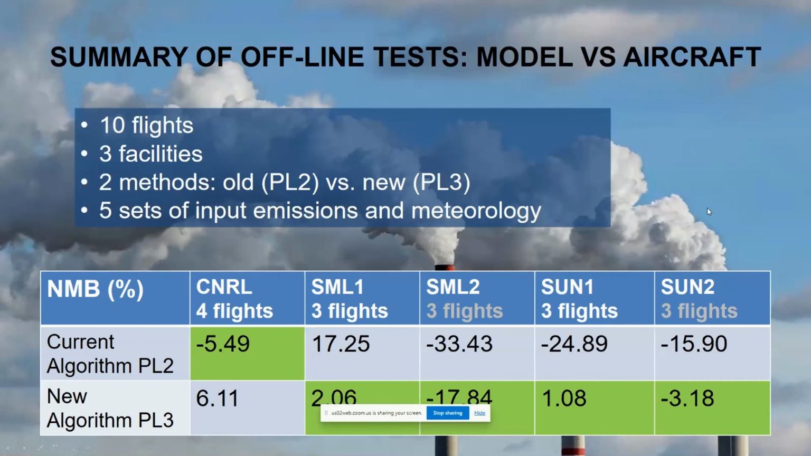So I did these comparisons for 10 different aircraft observations, 10 different flights for 3 facilities, and using these two methods, the old and the new algorithms, for 5 sets of input emissions and meteorology. And here's the summary of the statistics. I'm showing the normalized mean bias for both cases, and I'm showing the one that is performing better with a green color. And you can see for the most part, the new algorithm is performing better.